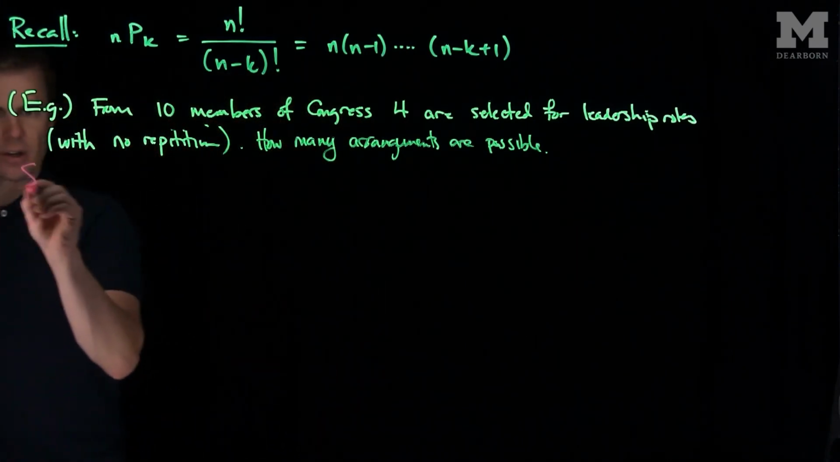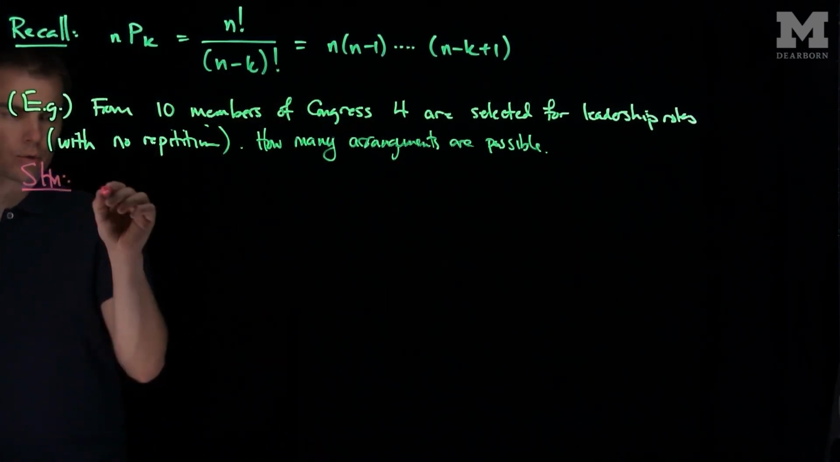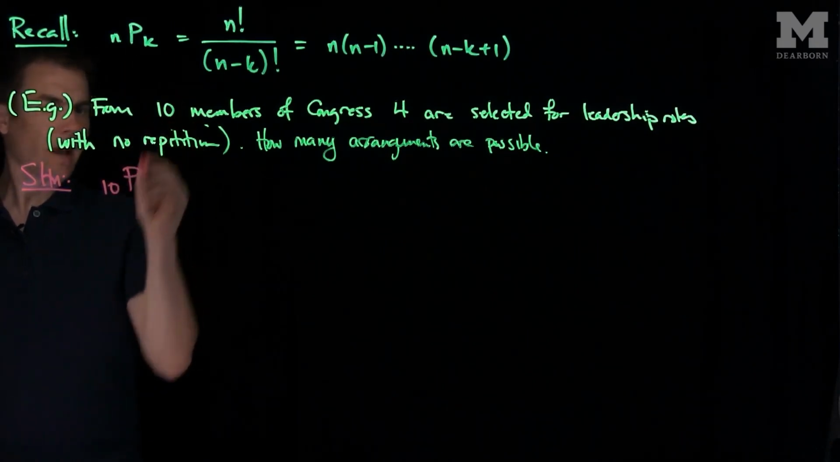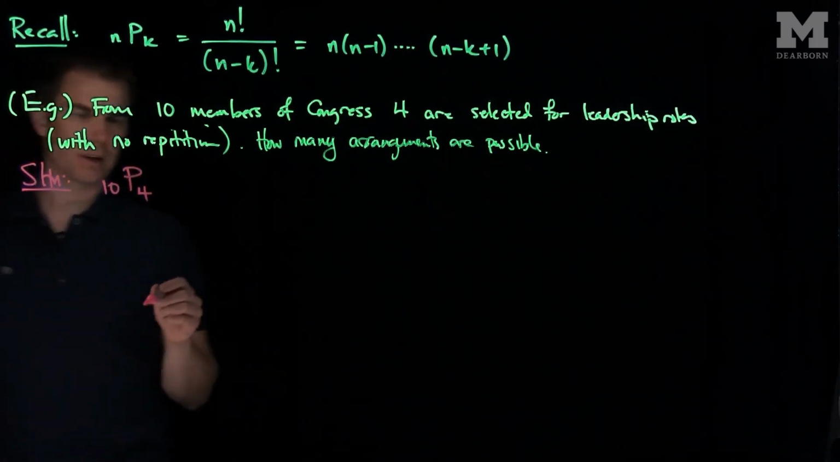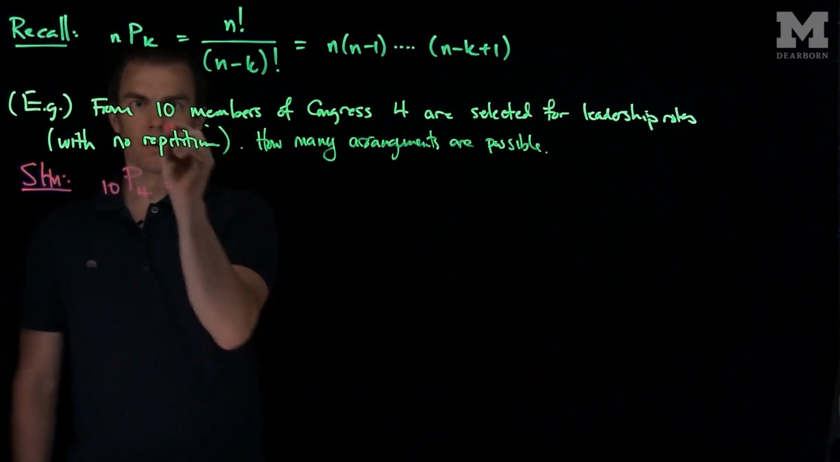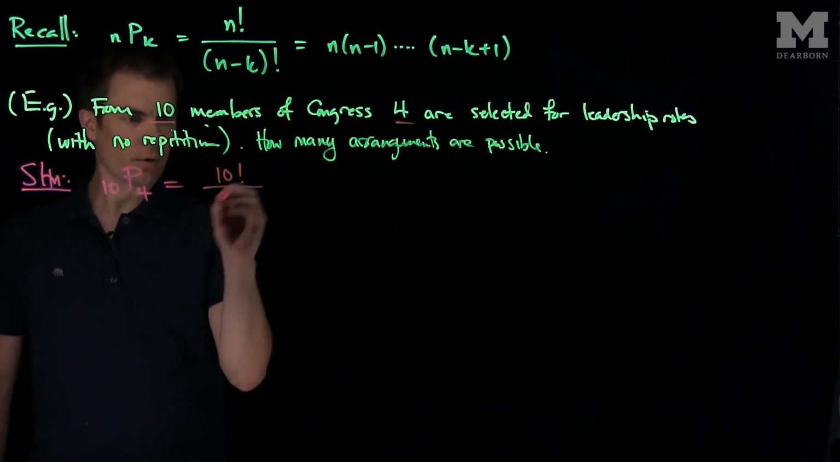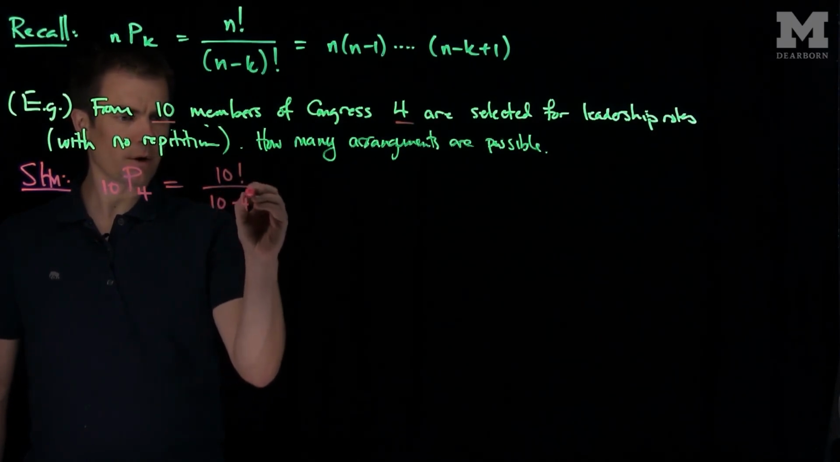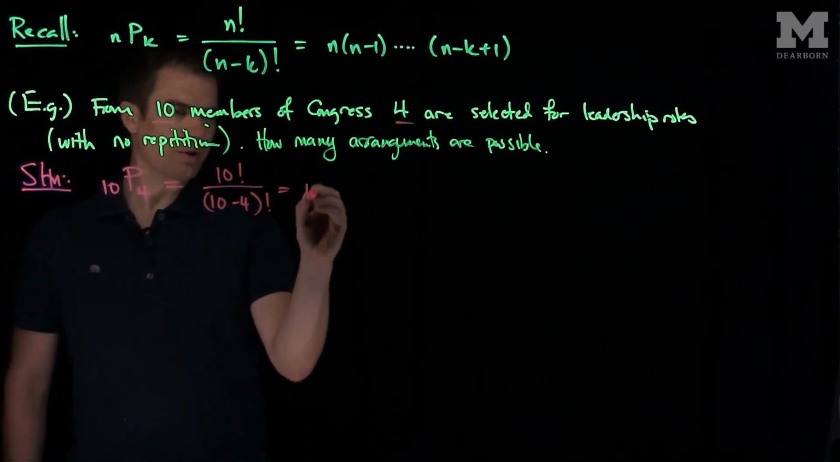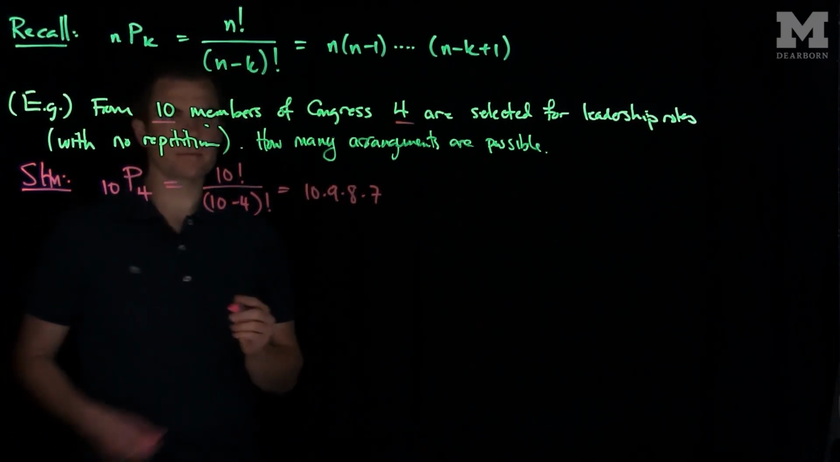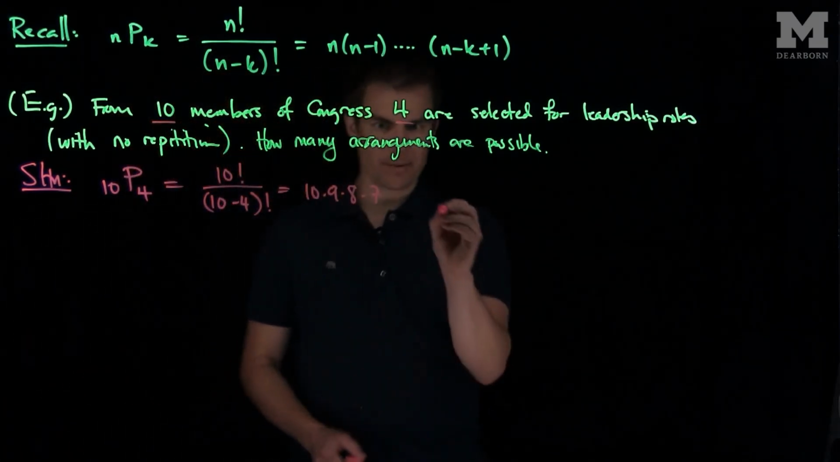We can say the solution to this will just be, there's a total number of 10, and then there's going to be 4 that are selected. So those numbers are actually given to us explicitly in the problem. So this will be 10 factorial over 10 minus 4 factorial, which is 10 times 9 times 8 times 7. And that's our solution.